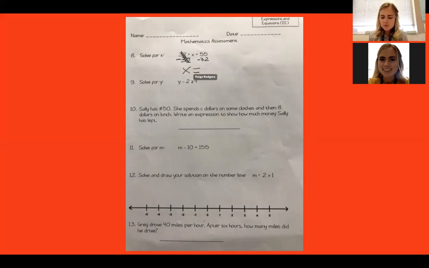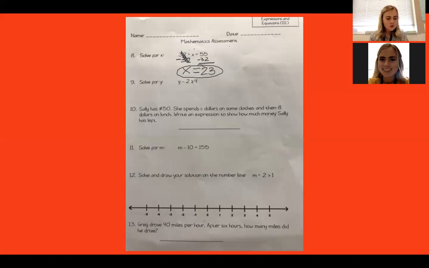And I say x equals 55 minus 32, which would give me 23. So solve for x, x equals 23. And I go back and check to make sure that makes sense. Is 32 plus 23 55? Yes, so I did it right.